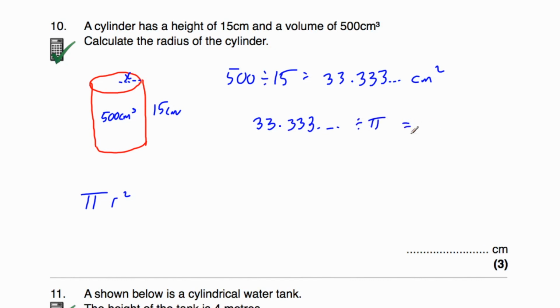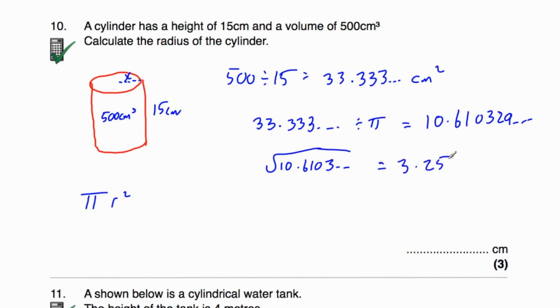So that would be equal to 10.610329 and so on. And now that's equal to the radius squared, so we now need to square root that to find the radius. So the square root of 10.6103 and so on. Now I'm just going to use my calculator display, so I'm just going to press the square root of answer and press equals, and that's equal to 3.25735 and so on centimetres.